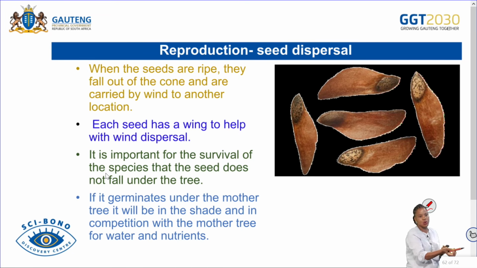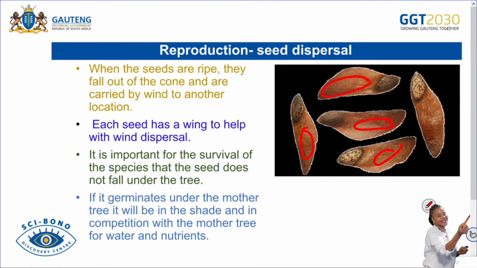So this is an example of the seeds of the gymnosperms. Can you see they are just naked? They've got wing-like structures, and these wing-like structures enable them to do what, to be able to fly when they are dispersed by what, by wind. So what is happening when the seeds are ripe, when they are ready now, they will fall down out of the cone, and they will be carried by the wind to another location.